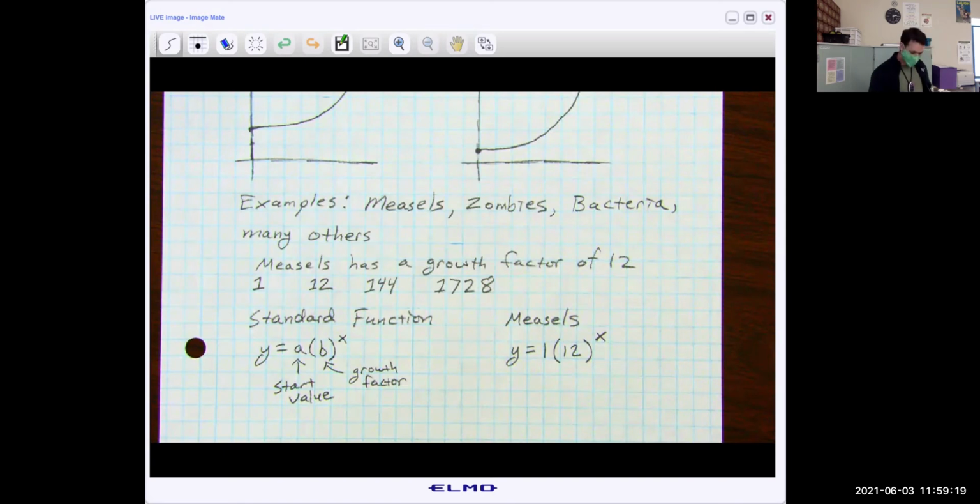So that's exponential growth. That's the function. That's what it looks like. Let's talk a little bit more about using it now.